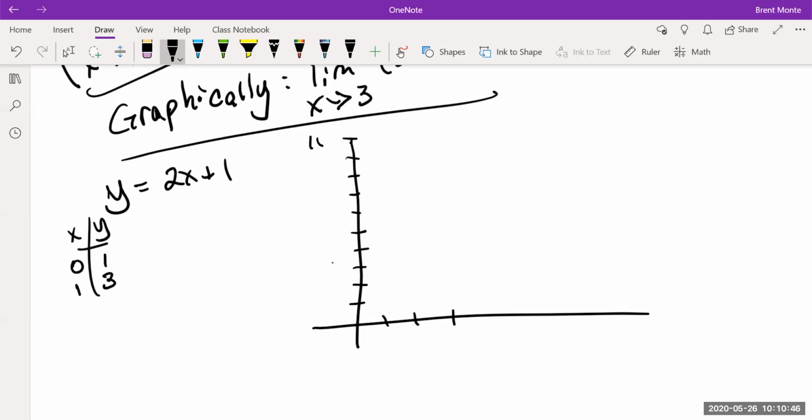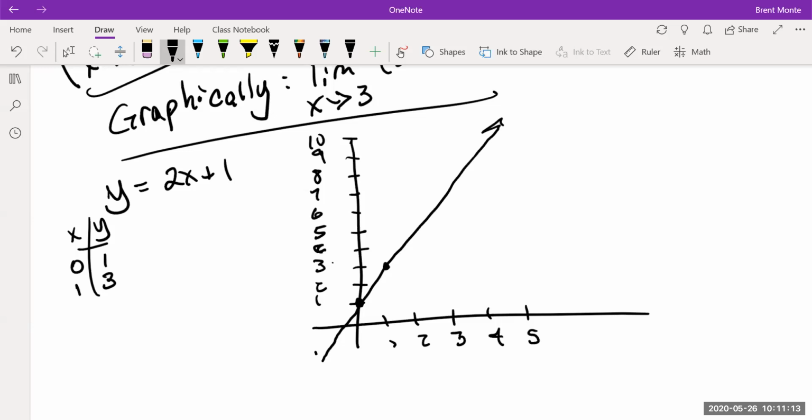So there's 10. 1, 2, 3, 4. That's not a very good 4. 5, 6, 7, 8, 9, 10. 1, 2, 3, 4, 5. We'll go out to 5 this way. That's plenty. Okay, I know I went through 0, 1. That's here. And I know I went through 1, 3. That's here. So let's just draw that line.